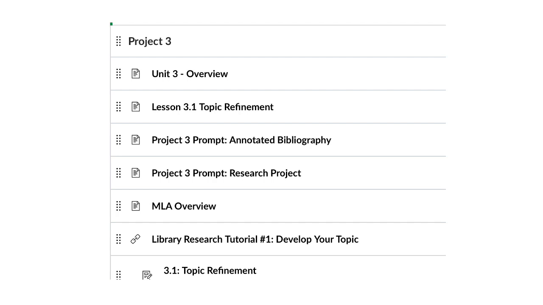You're going to just read. You don't have to do these. You're going to read the annotated bibliography assignment, and you're going to read through the instructions for project 3, the research paper. Okay, that's all you have to do. Just read through them so you understand what you're going to be working on. Please look over the MLA overview, Modern Language Association. Those are the guidelines we're using.